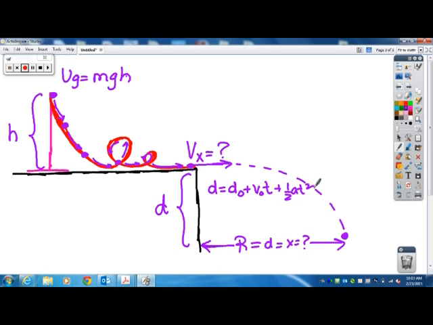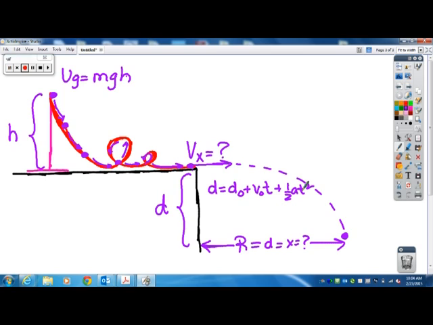You've seen this kinematics equation before: d for displacement, d naught for initial displacement, v naught for initial velocity, t for time, a for acceleration of gravity. So it says d equals d naught plus v naught t plus 1/2 at squared.